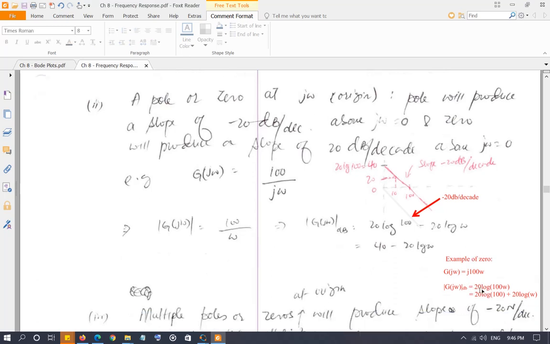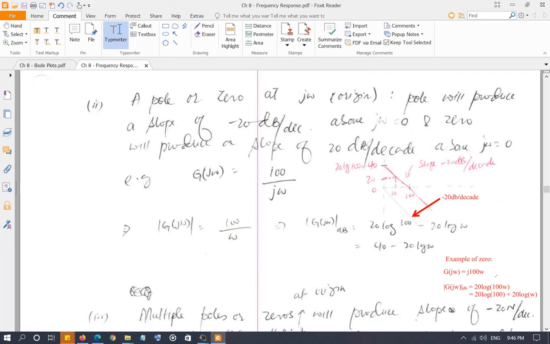So now what's going to happen? 20 log of 100, same thing as this, 40 decibel. So you will have a line at 40 decibel. 20 log of omega: when omega is 1, value will be 0. When omega is 10, what will be the value? 20 log of 10, log of 10 is 1, value will be 20. When omega is 100, value is going to be 40, then 60. So you will have a line.